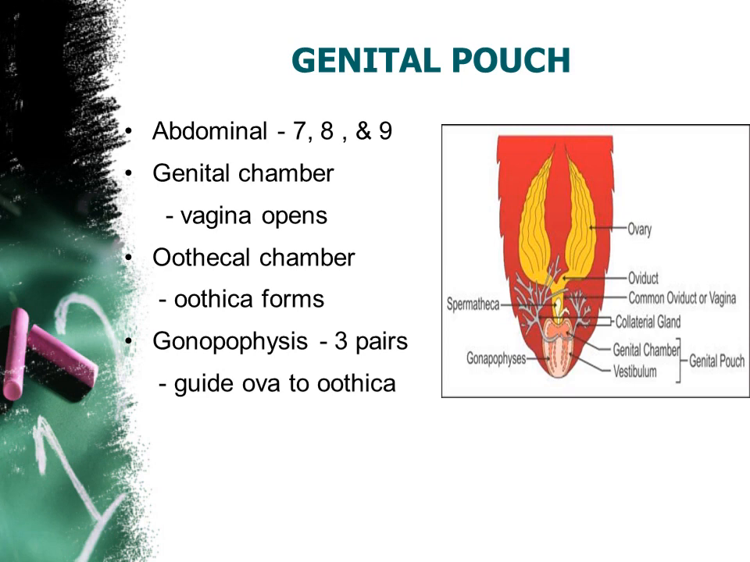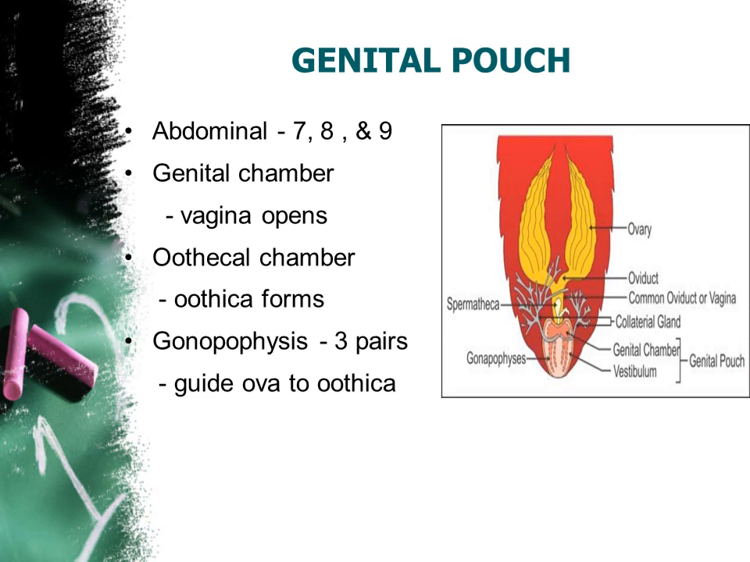The next chamber is the oothecal chamber. What do you mean by ootheca? Ootheca is a hard covering which is surrounding the egg cells. Fine. So when it takes place, listen, as we said already, the collateral glands are secreting some substances. This is going to form one ootheca, one hard covering around the egg cells. Fine.